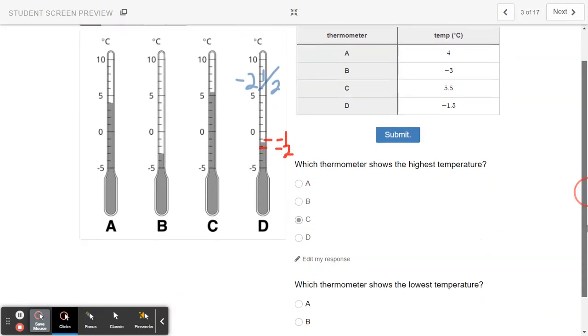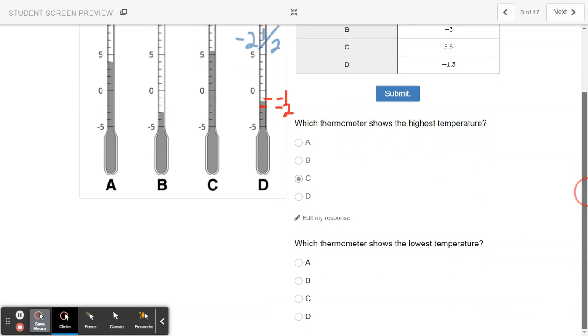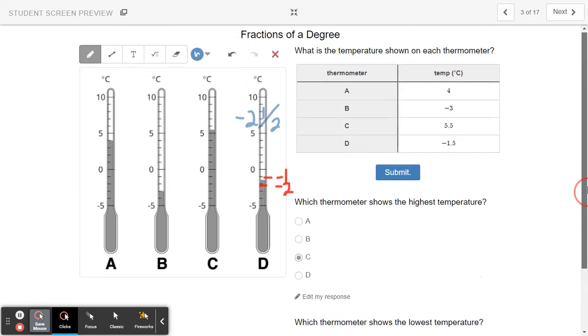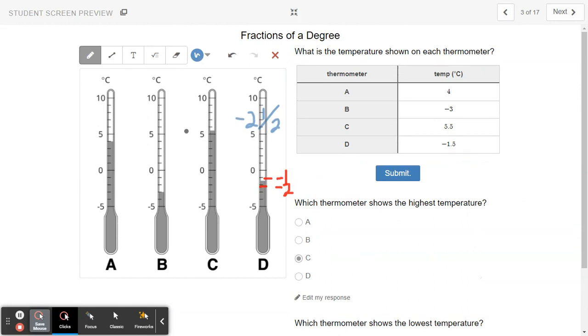Okay. Which one shows the lowest temperature? So this is like the exact same as what we just did, only opposite. So if on my thermometer, this is the highest, right? Because it goes higher than any of the others, we can look at here and see which one goes lower than any of the other ones.